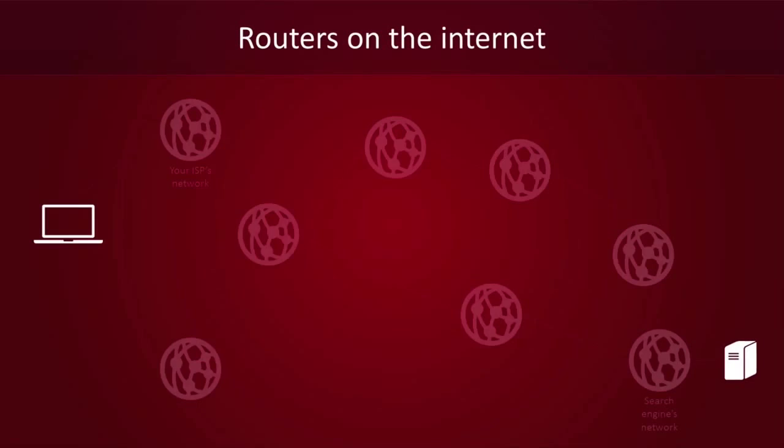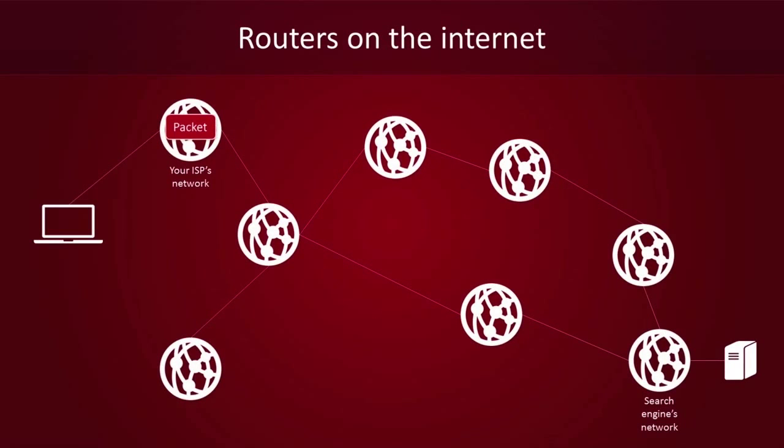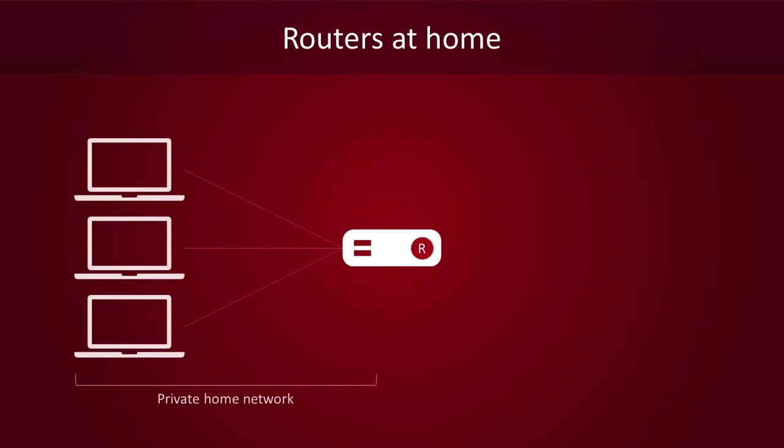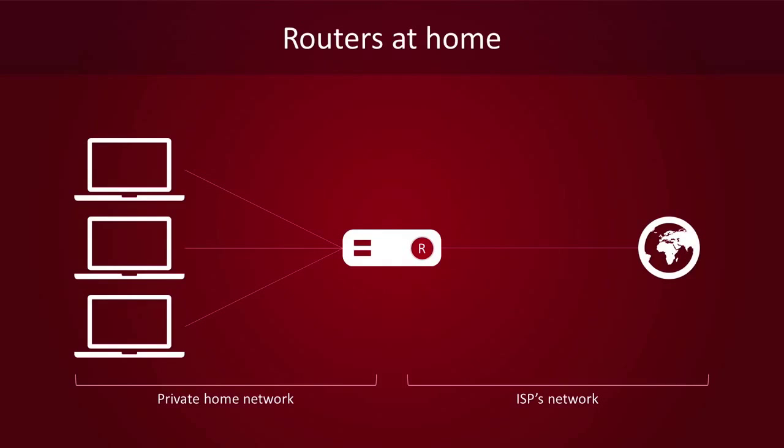Once you send the packet to your internet provider, routers make sure that your packet is passed on from network to network so that it eventually reaches its destination. If all goes well, that is. You probably have your own router at home too. It forms a bridge between your own private network and the network of your internet provider. Through the network of your internet provider, you can reach the rest of the internet.